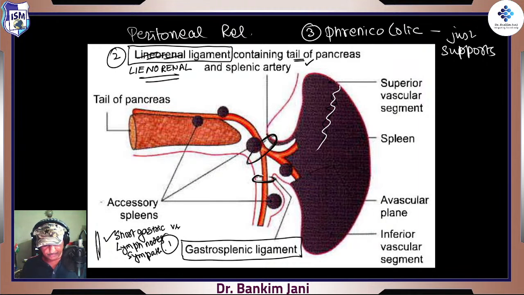And the third one was phrenicocolic, right? So in phrenicocolic, it is just for support. Fine.